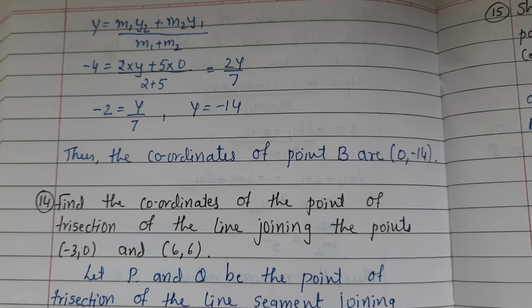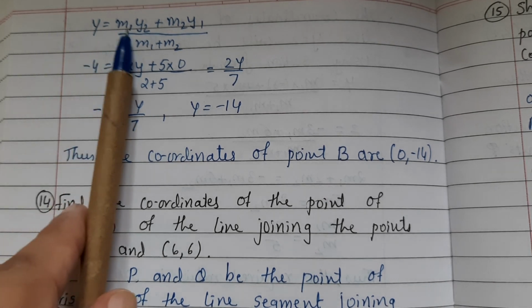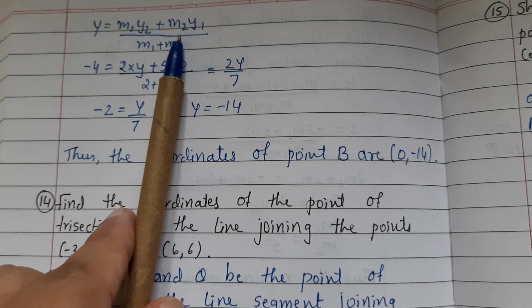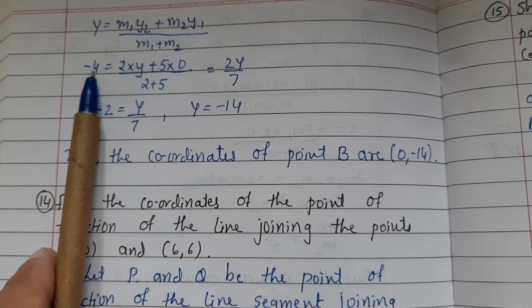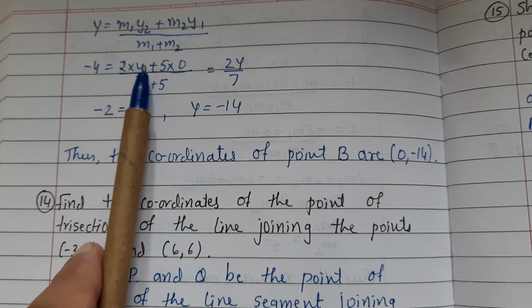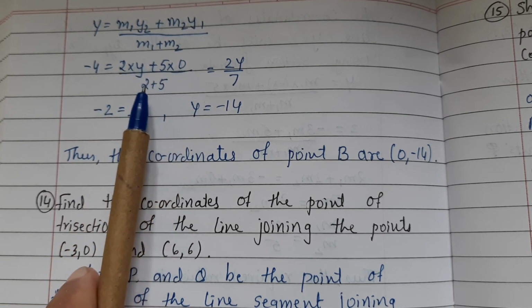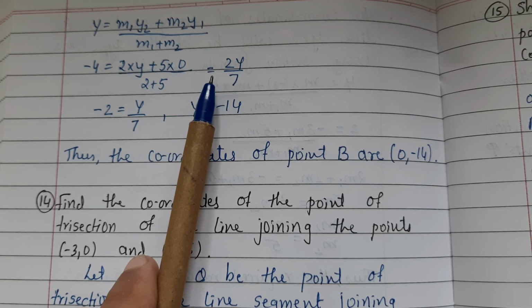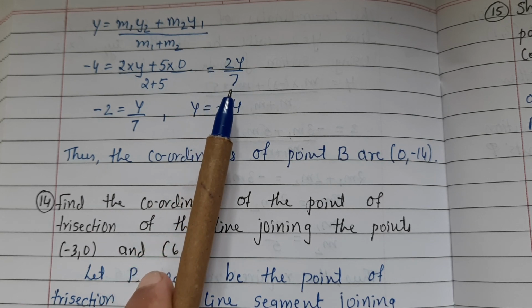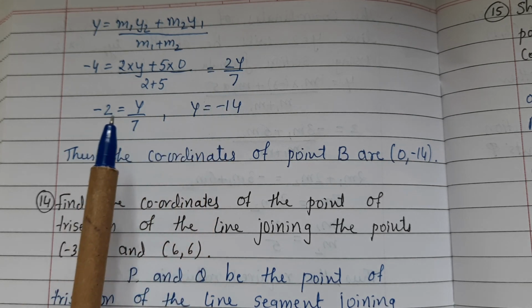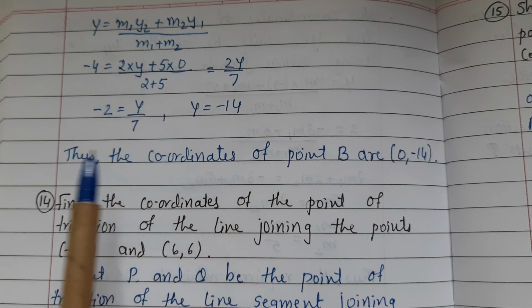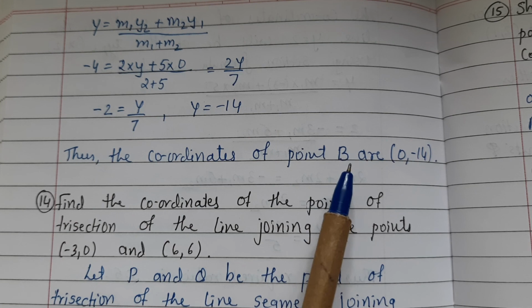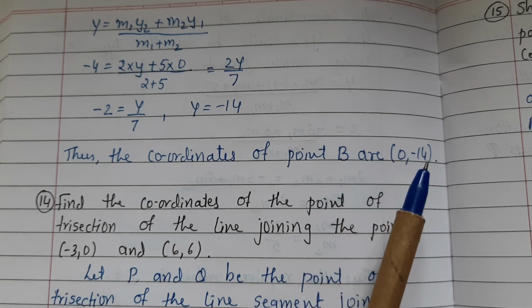Y coordinate of point P equals (m1 y2 plus m2 y1) upon (m1 plus m2). Substitute the value. -4 equals (2 into y plus 5 into 0) upon (2 plus 5) equals 2y upon 7. -2 equals y upon 7. Y equals -14. Thus, the coordinates of point B equal (0, -14).